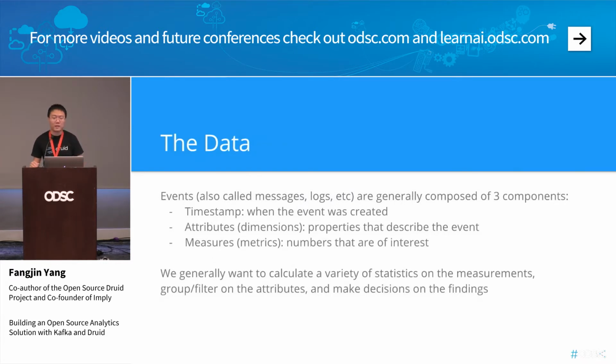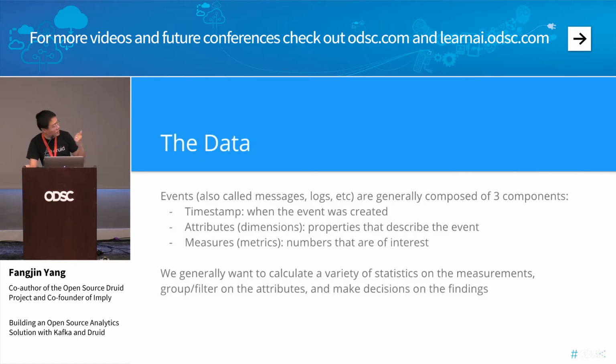So the type of data that I'm going to be talking about here is event-oriented data. These things are often called messages. Sometimes they're called logs as well. And this data generally has three components. One, there's a timestamp. Usually event-based data has a timestamp indicating when some event occurred. Usually there's also a set of attributes. These attributes are various properties that describe the event. And sometimes these attributes are also called dimensions.